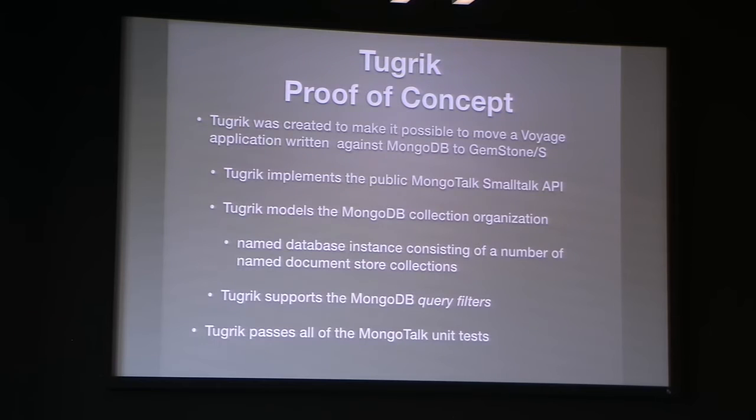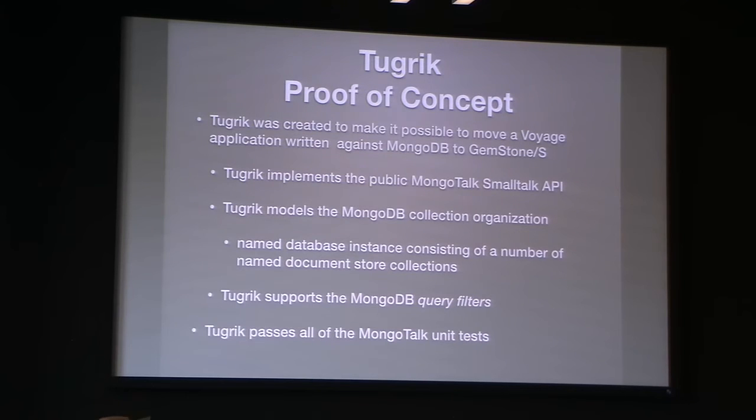Okay, so what I started back in January was Tugrik, emulating the MongoTalk API. Tugrik implements the MongoTalk Smalltalk API, and inside GemStone on the server side, I model a MongoDB collection organization. That means you've got a named database consisting of multiple named collections, and root objects go into these multiple named collections. There are different rules at the Mongo level. You can control this stuff, and I'll have an example shortly.